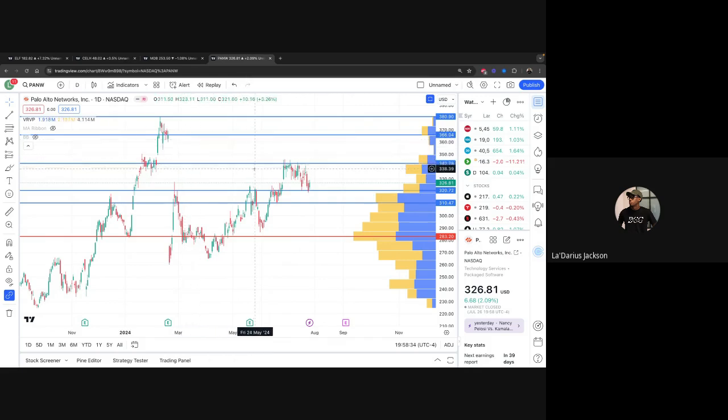So these are the stocks that I'm watching thus far. I do have a few more, but I'll be posting those in the Discord when I have time throughout the week. I do have some that I'm going to be posting fresh and early tomorrow morning before the market opens.